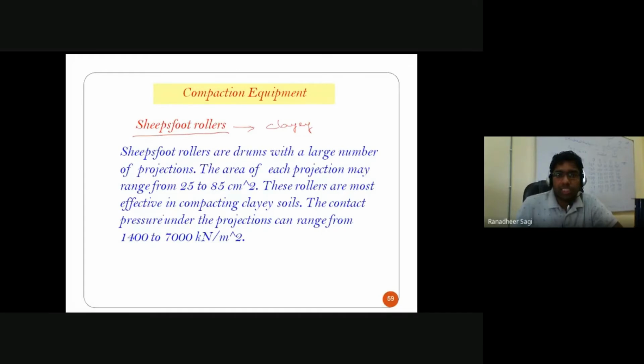Sheep foot rollers are nothing but, once again, a drum, but that particular drum is going to have a large number of projections. Whenever that projection comes in contact with the soil, the projection tries to push the soil grains relatively deeper into the ground. So these rollers are most effective in compacting your clay soils, and the contact pressure under the projection can range from 1400 to 7000 kilopascal.